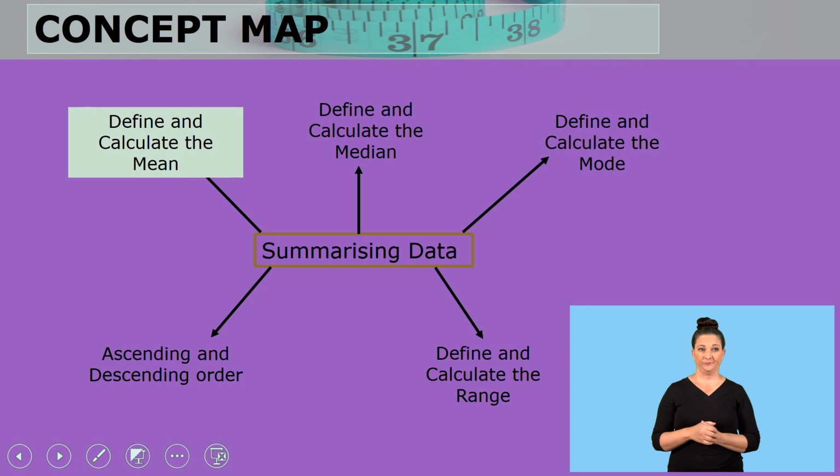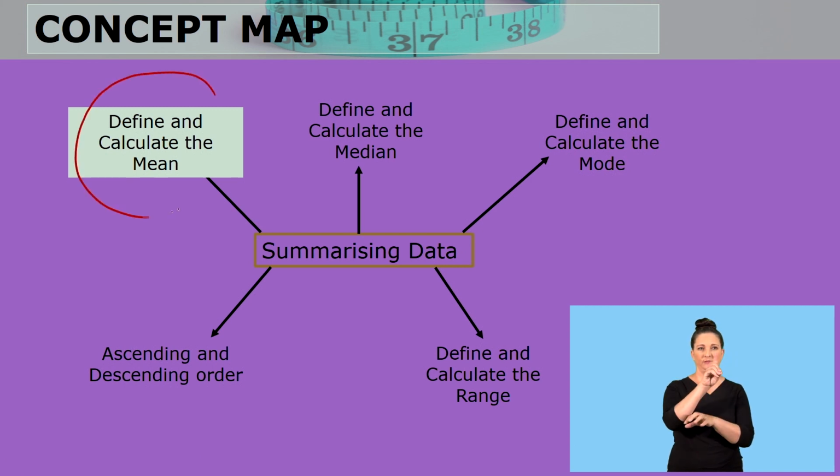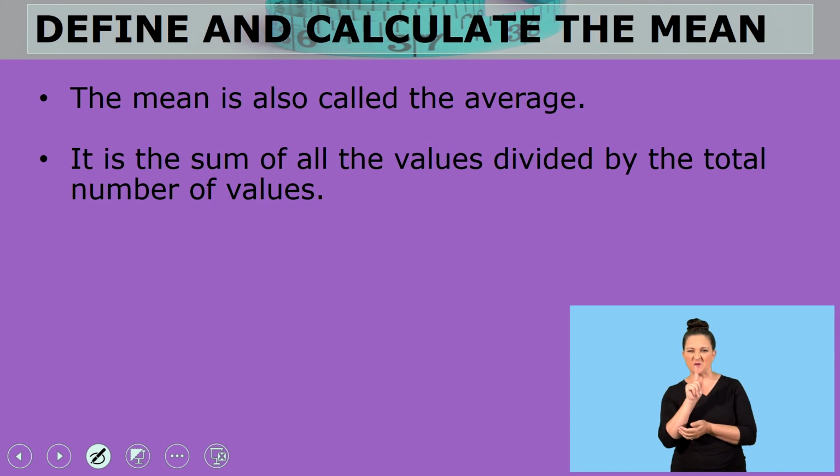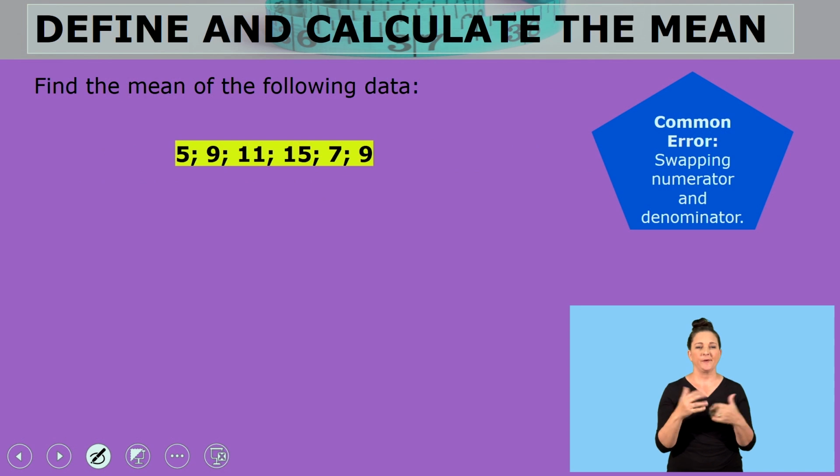Now we get to defining and calculating the mean. So in this sense, the mean is also called the average. The class average for a test, stuff like that. It is the sum of all the values divided by the total number of values. Let's look at an example. Find the mean of the following data.